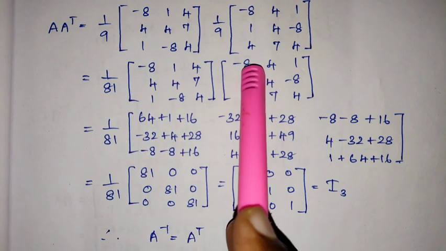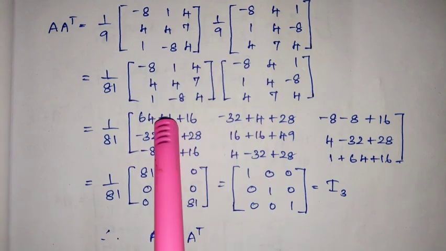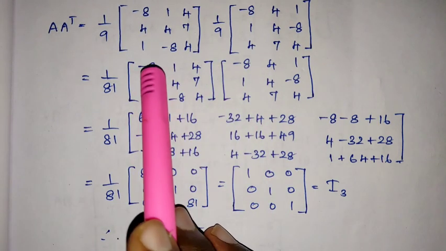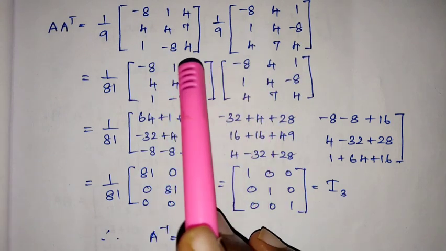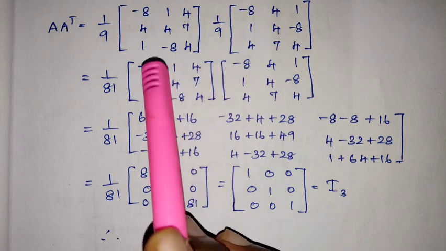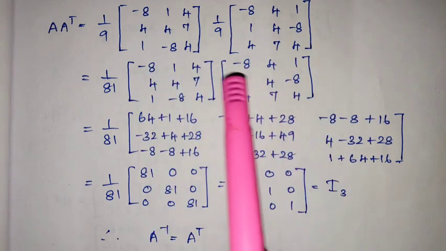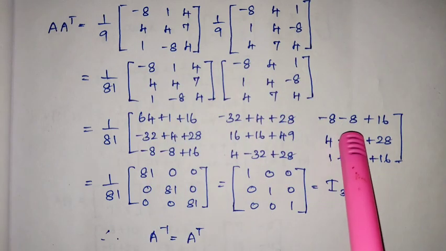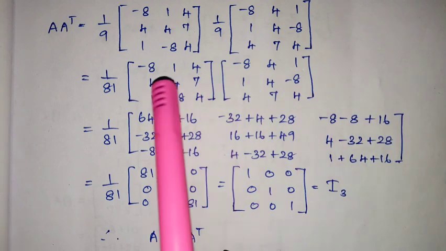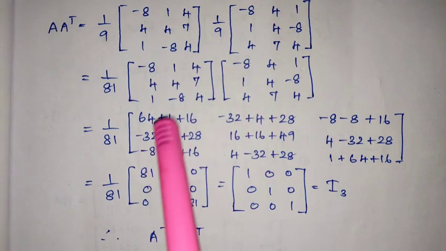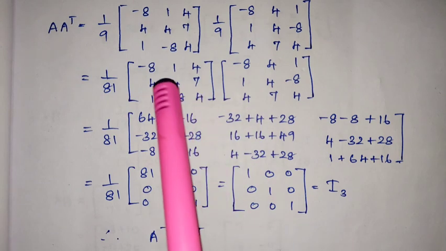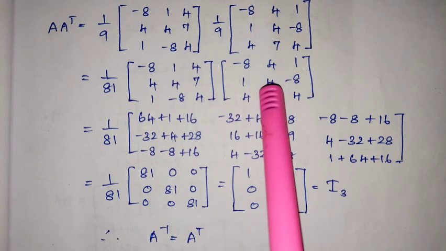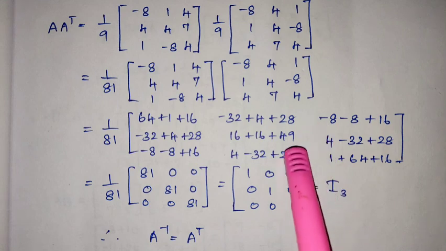So minus 8 into minus 8 is 64. 1 into 1 is 1. 4 into 4 is 16. Minus 8 into 4 is minus 32. 1 into 4 is 4. 4 into 7 is plus 28. Minus 8 into 1 is minus 8. 1 into minus 8 is minus 8. 4 into 4 is 16. 4 into minus 8 is minus 32. 4 into 1 is 4. 7 into 4 is 28. 4 into 4 is 16. 4 into 4 is 16. 7 into 7 is 49.